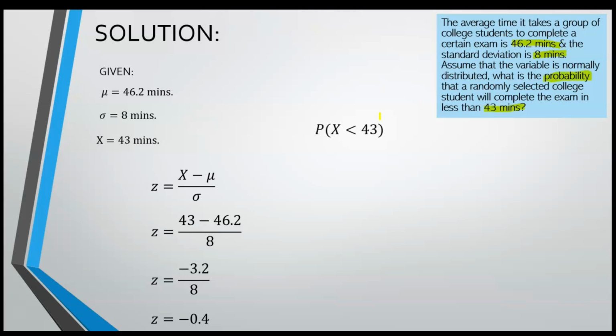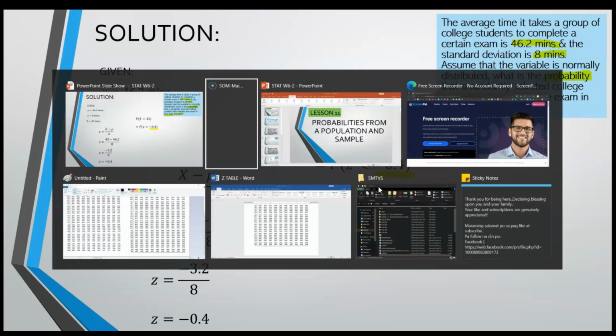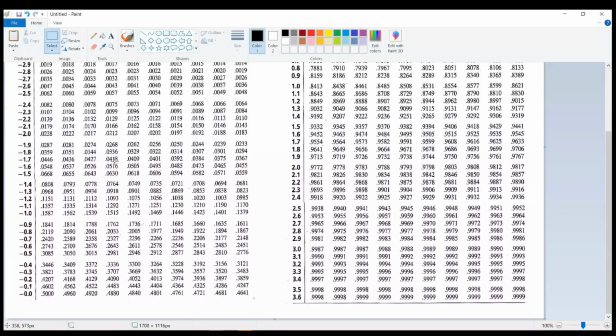Remember that we're going to find the probability at the left of our x, which is 43 minutes, since our clue here says that we need to find the probability that a student will complete the exam in less than 43 minutes. So, we know that the z-score of 43 is negative 0.4, and we're actually finding the probability at the left of our z-score, negative 0.4. For us to find the probability, we need to check the area under the normal curve for our z-score, negative 0.4. So let's use the z-table to find the area of negative 0.4.